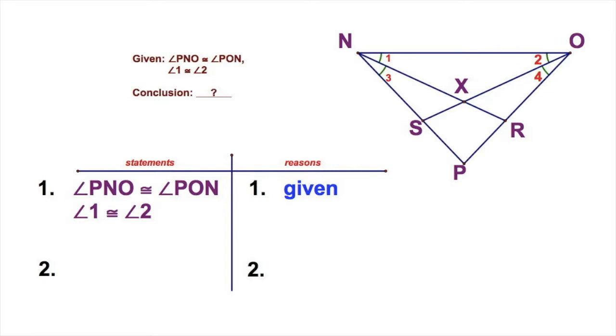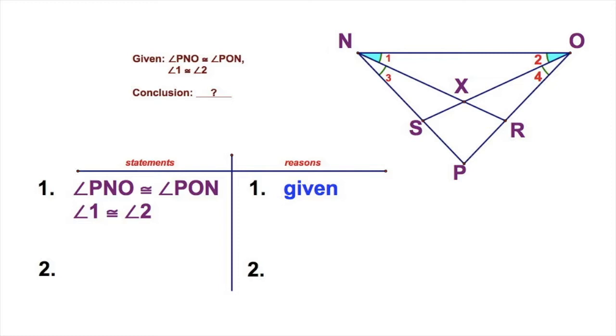Okay, so go ahead and copy down this diagram. Again, you've got an angle. You've got two givens here. Angle PON, that's the angle formed here, NO. PNO and this one, PON, are congruent. And then we also have these two angles are congruent. I'll call those angle 1 and 2.